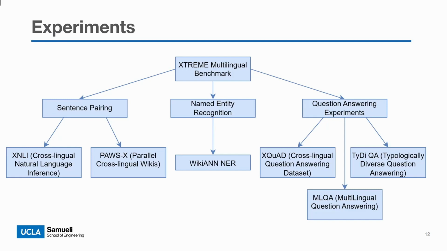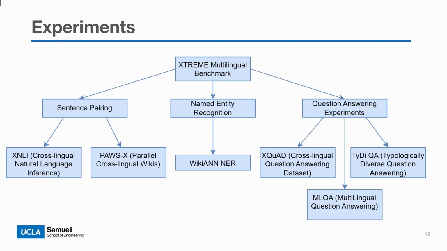The second type of testing was named entity recognition, which was done on the WikiAnn NER dataset. The WikiAnn corpus is a multilingual and large-scale corpus that can be used to evaluate named entities such as person, organization, and location. However, the dataset here is restricted to 40 languages from the XTREME benchmark in this research paper.